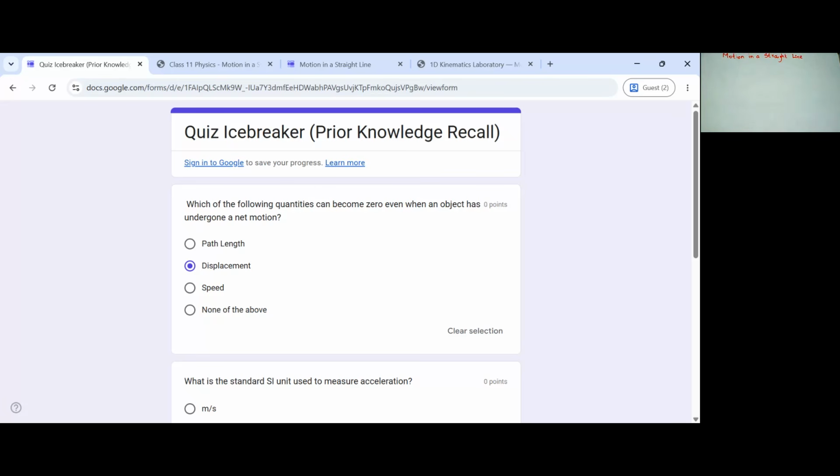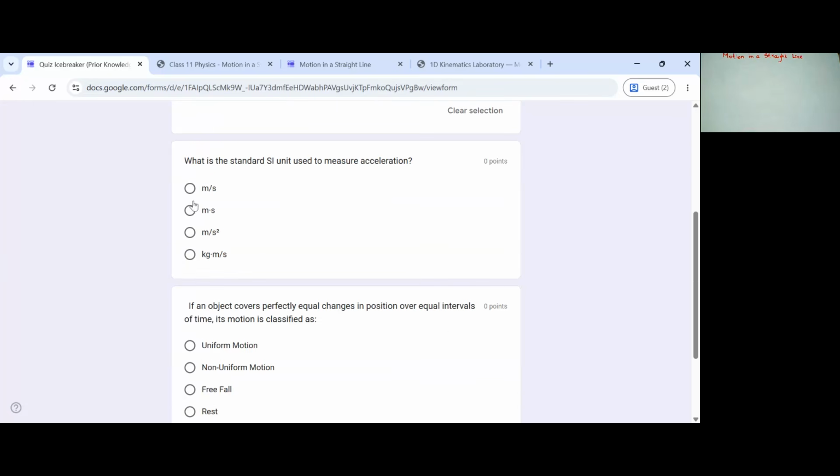It is like a circular path. When we start at one position, for example A, and we end the path at that same point A, that means displacement is zero in that case. Okay, good.